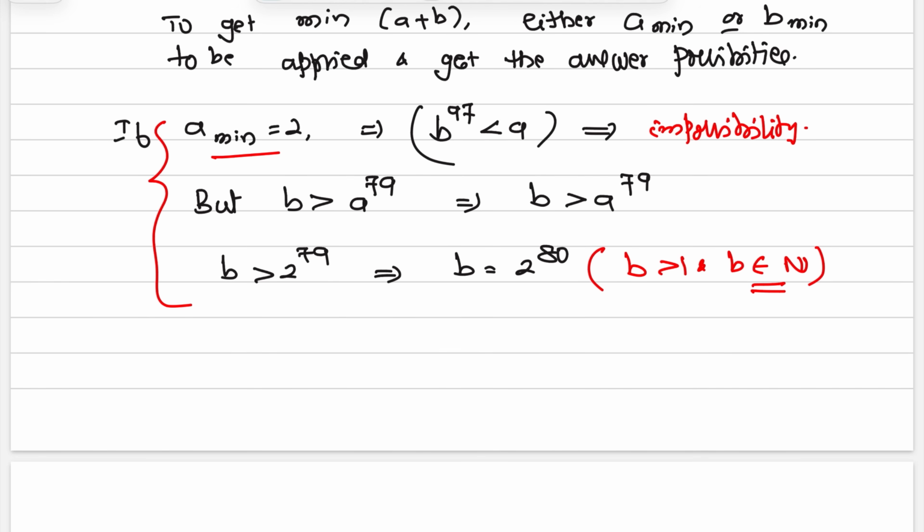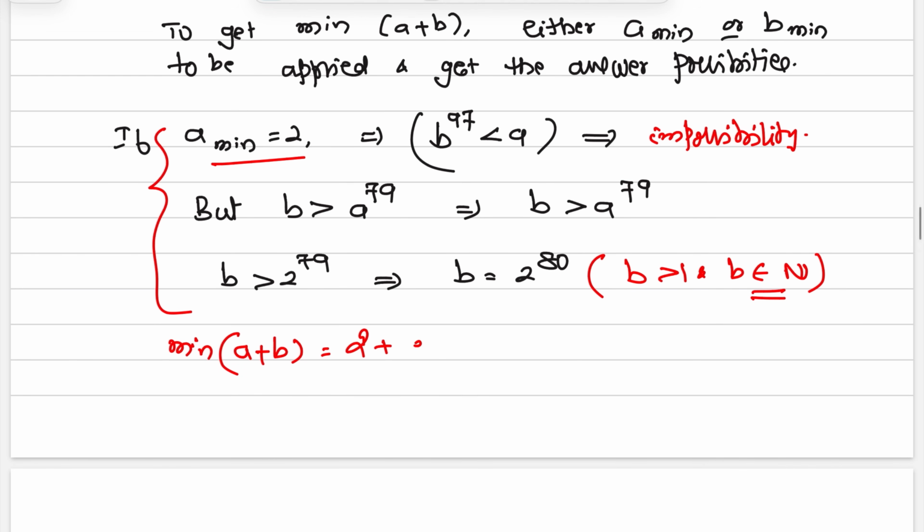If a minimum 2 is taken, a plus b minimum will be 2 to the power of 80, a is 2, plus 2 to the power of 80, that is equal to 3 into 2 to the power of 79. 2 to the power of 79, no.